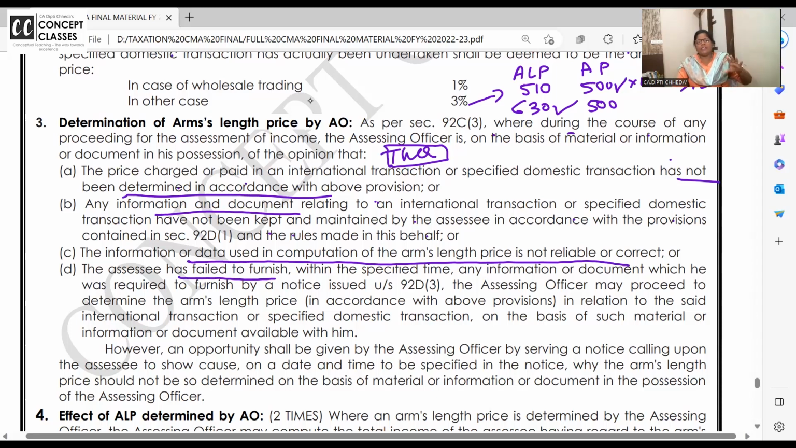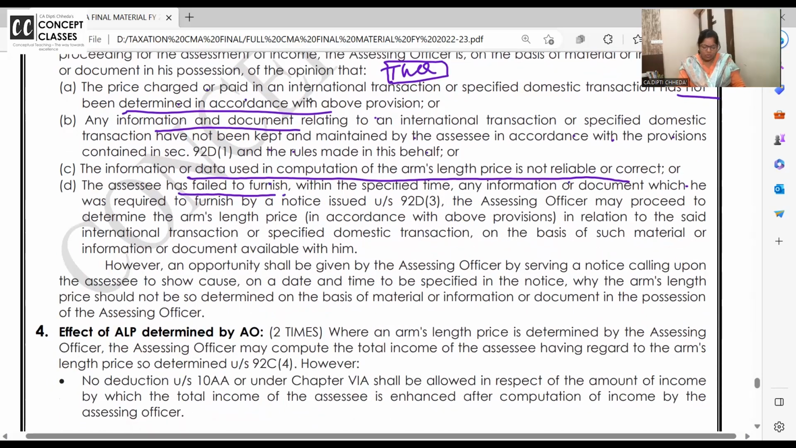Dekho, AO is saying whatever way you have computed arm's length is not correct. Whatever documents you have to maintain, you didn't maintain. Whatever we asked information, you are not giving. Whatever basis के ऊपर आपने ALP निकाला है वो डेटा ही ठीक नहीं है. Price is not charged correctly. Information is not documented. Information or data is not reliable. And SSE has failed to furnish. Okay? तो फिर छोड़ दो.